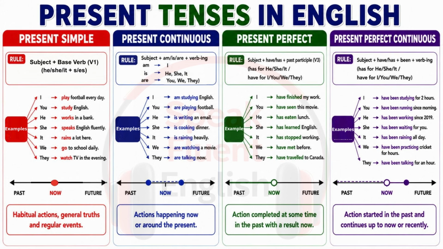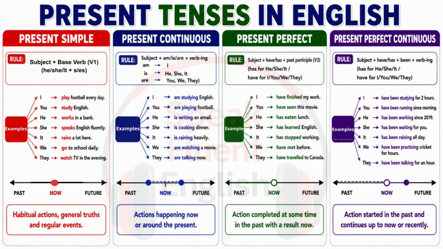You are playing football. He is writing an email. She is cooking dinner. It is raining heavily. We are watching a movie. They are talking now. This tense helps us describe actions happening at this moment.